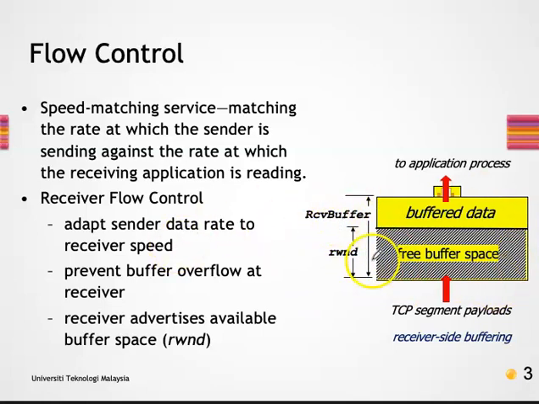So we can say that this RWND value denotes the amount of spare room in the buffer. Because the spare room changes with time, the free buffer space here changes with time, so this value is also dynamic.